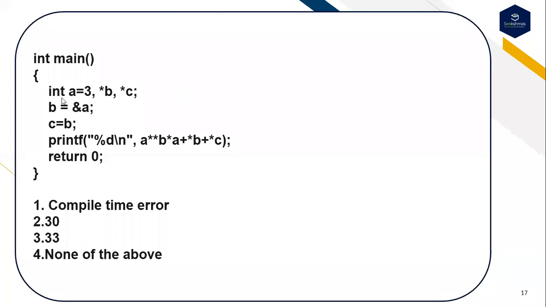This is the fourth question, guys. Int a is equal to 3, pointer b, pointer c, b holds the address of a, and c is equal to b. printf a into asterisk b, asterisk a plus asterisk b plus asterisk c. Predict the output of this code. These are the following options: first one is compile time error, second one is 30, third one is 33, fourth one is none of the above.